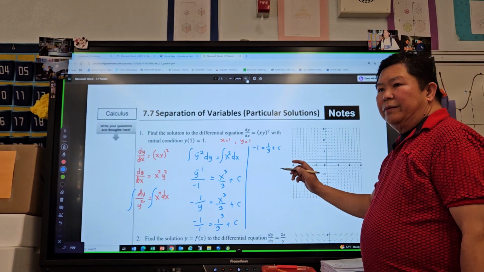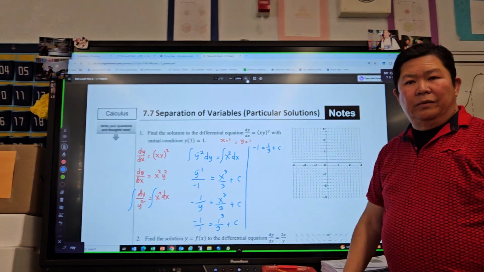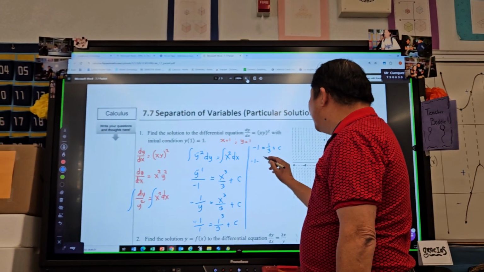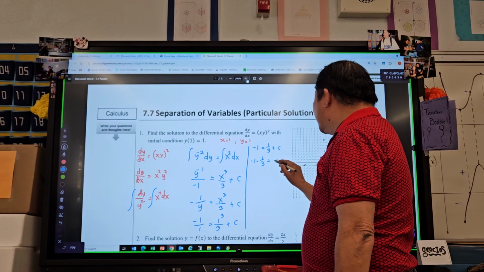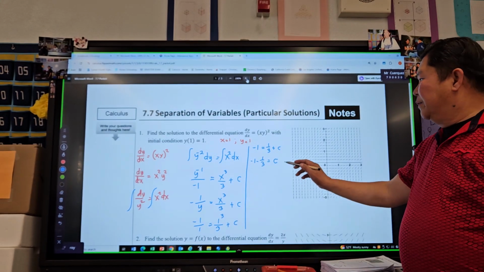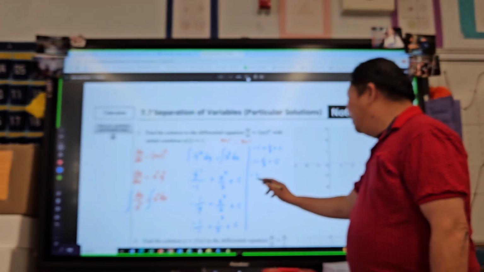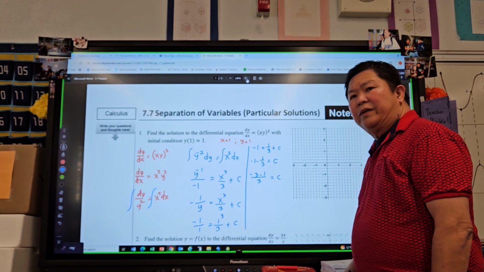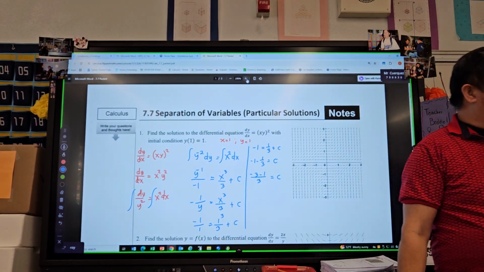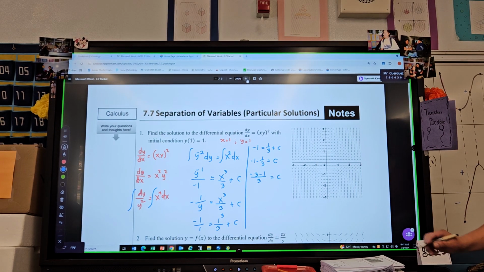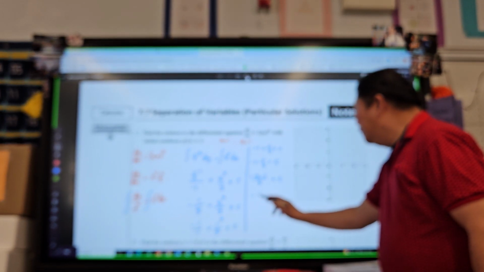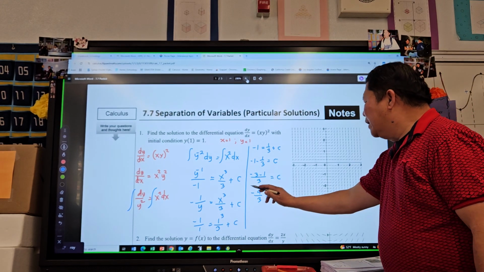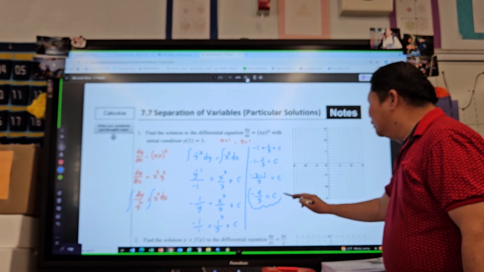And then what to do with this 1/3? We subtract both sides by 1/3. So negative 1 minus 1/3 equals c. Negative 3 minus 1 all over 3 is equal to the constant. So the constant is negative 4/3. That's the c. Where to plug in this constant? I just put this as a cloud.